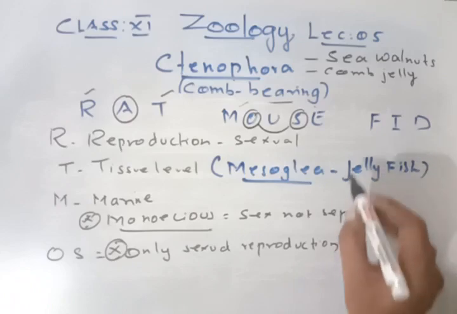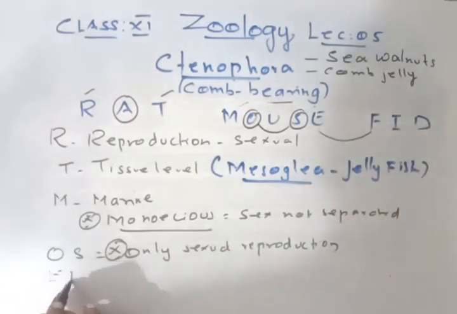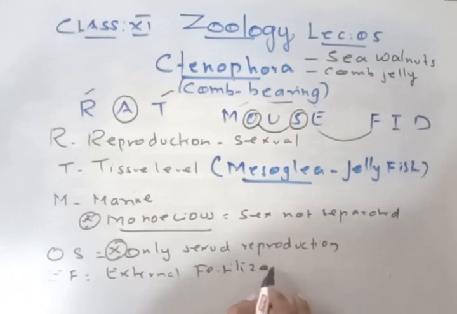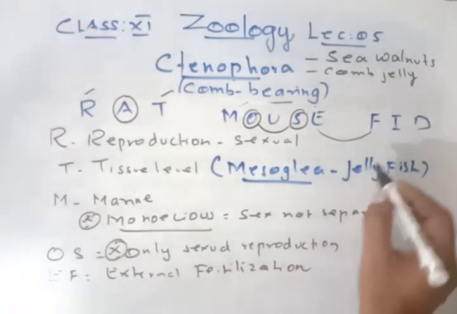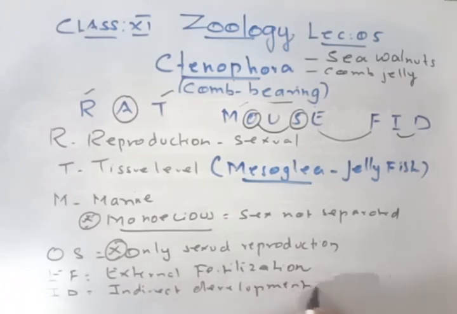Okay, this is one. And next, you remember this E and F. So E, F is for external fertilization. So fertilization takes place outside the body, external fertilization. Okay, right. So next one, you remember this I and D together. So I and D, indirect development. I, D is for indirect development. Okay.